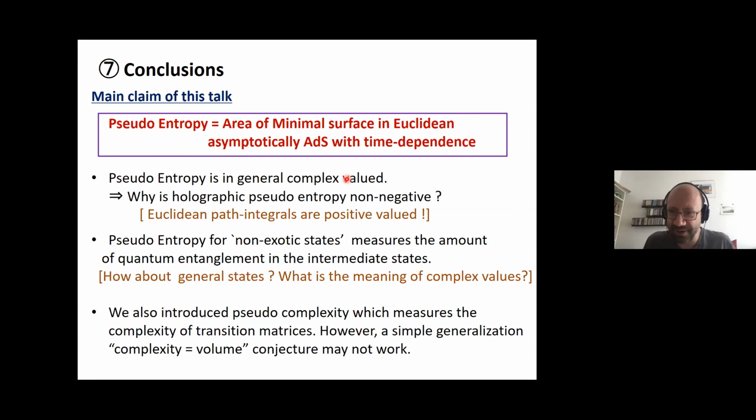There is a question in the chat. Could you please explain the idea about pseudo complexity a bit more, and why you have said complexity volume conjecture may not work? Yeah, so this is a kind of a simple observation. But let me, somehow.